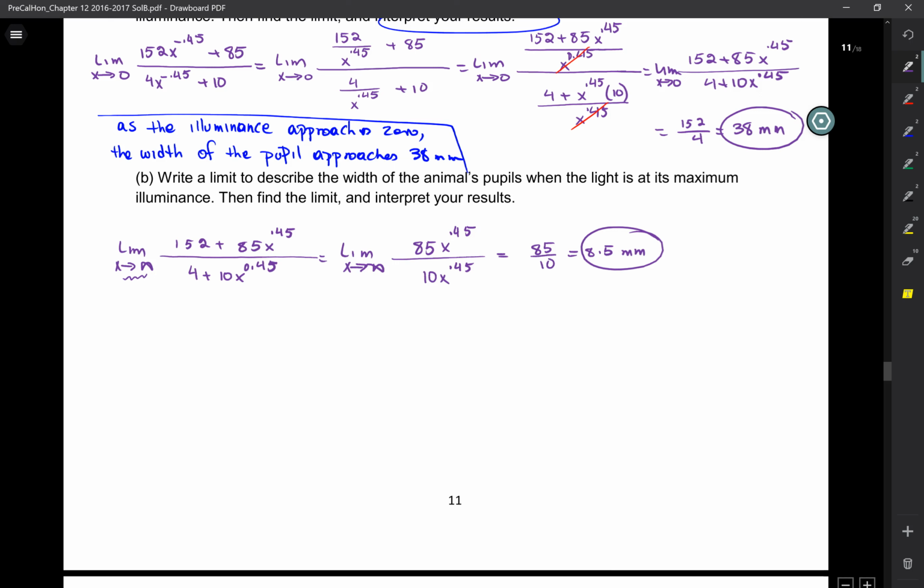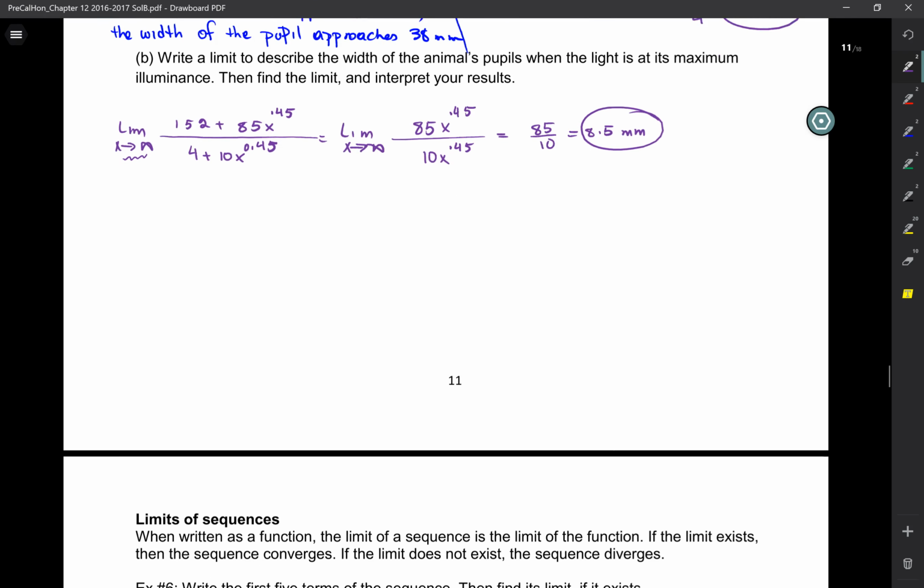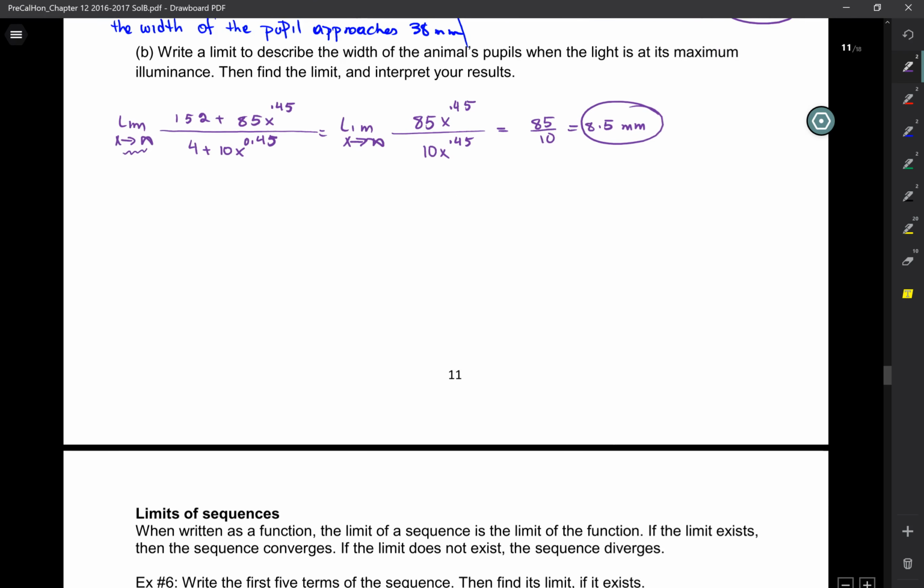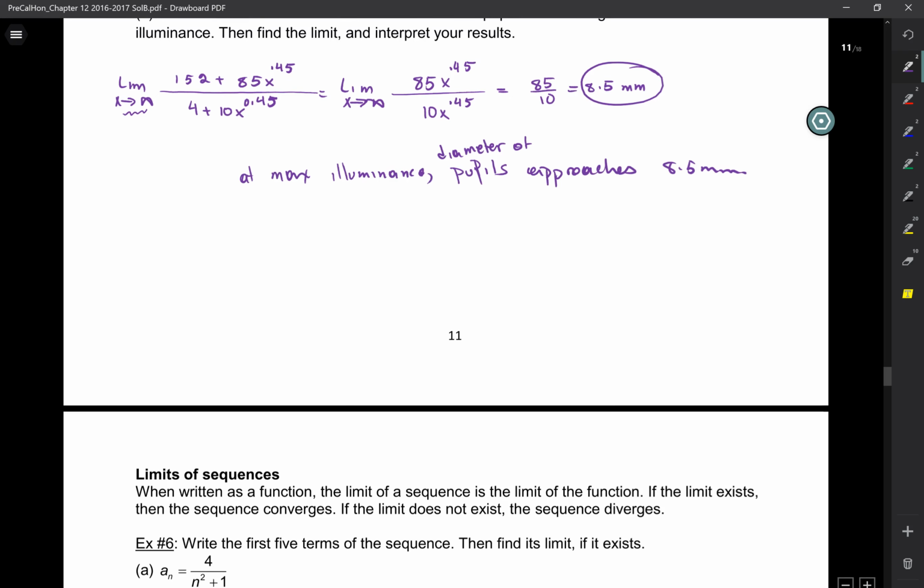Okay? So when the light is brighter, they dilate. Okay, so they cancel. It's like x to the 0.45. At maximum illuminance, the diameter of the pupils approaches 8.5 millimeters.